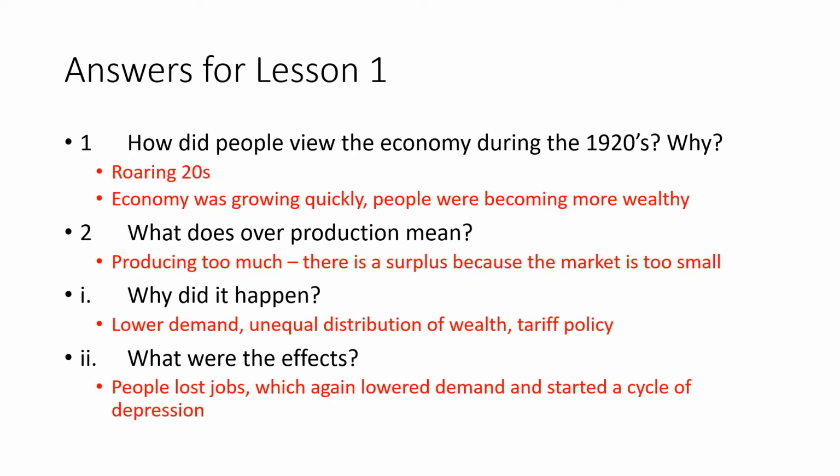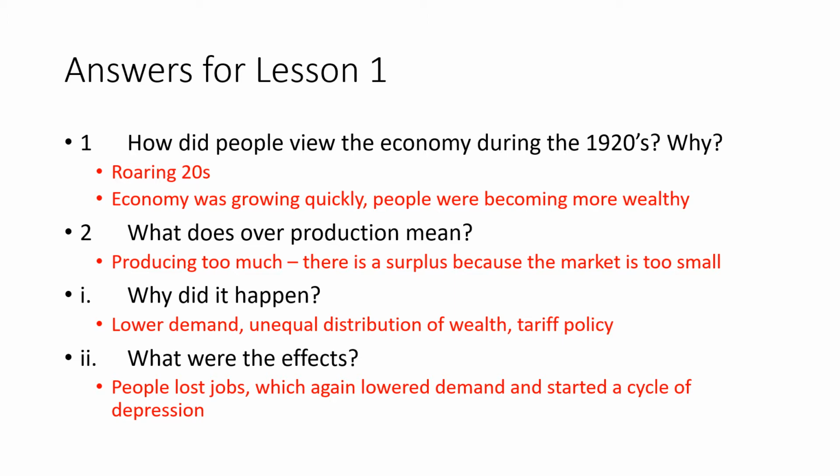What does overproduction mean? Well, overproduction means producing over what you need, or simply producing too much. When you produce too much of something, there is a surplus. A surplus means that you have too much because the market that you're trying to sell to is too small.